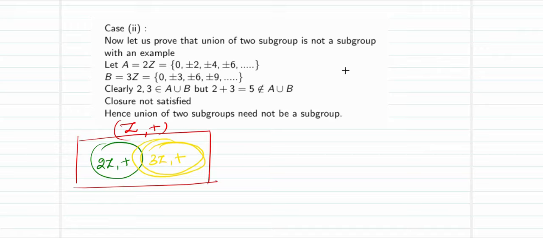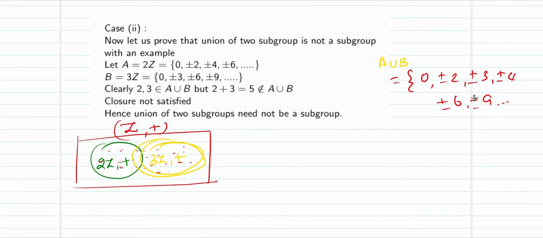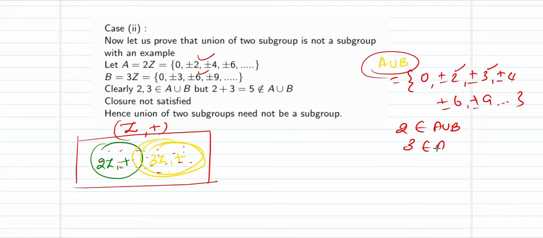Now when you take the union of A and B, what will be A union B? The union of A and B will contain the elements 0, plus or minus 2, plus or minus 3, plus or minus 4, which are nothing but elements of A as well as elements of B, all of them put together. So plus or minus 6, plus or minus 9 and so on. The combination of both your first and second sets will come inside your union. Now let me pick two elements from over here. 2 belongs to A union B, and 3 also belongs to A union B.